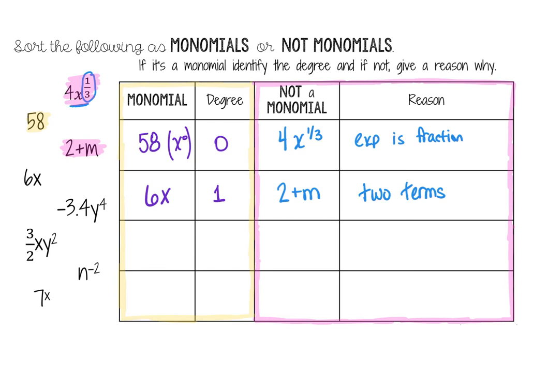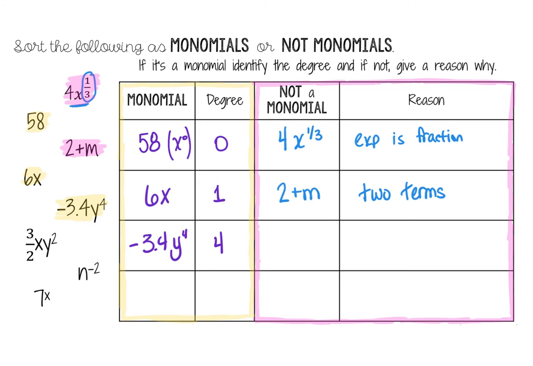Let's look at the next one. Negative 3.4 y to the 4th. Is this a monomial? Why not? Because you have an exponent? Yeah, this one's a monomial. Your coefficient can be a decimal, that's fine. Your coefficient can be negative, that's fine. Your exponent has to be a whole number. 4 is a whole number. So this is negative 3.4 y to the 4th. My degree is the sum of my exponents. I only have one exponent here, which is 4. So my degree here is 4.